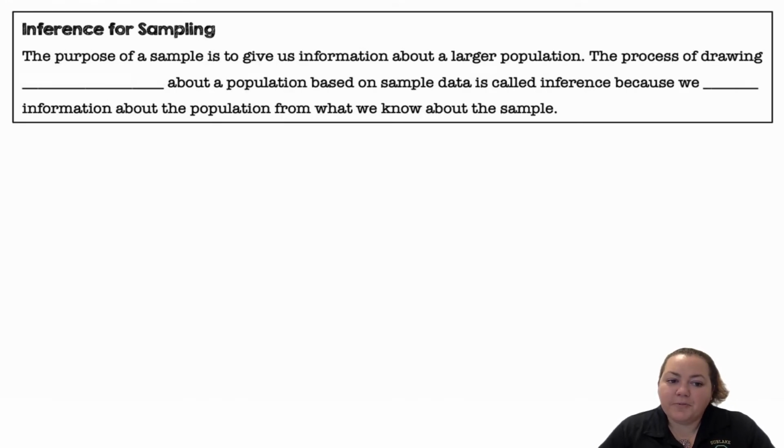Inference for sampling. The purpose of a sample is to give us information about a larger population. The process of drawing conclusions about a population based on sample data is called inference because we infer information about the population from what we know from the sample.